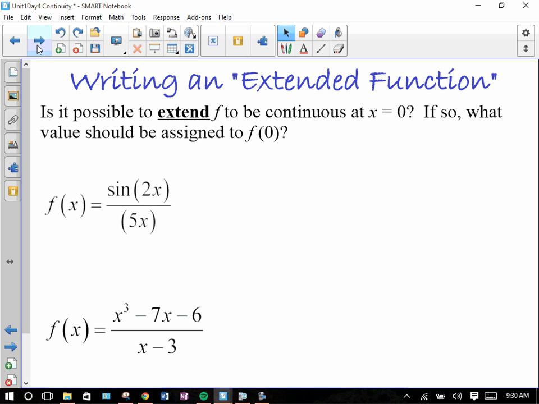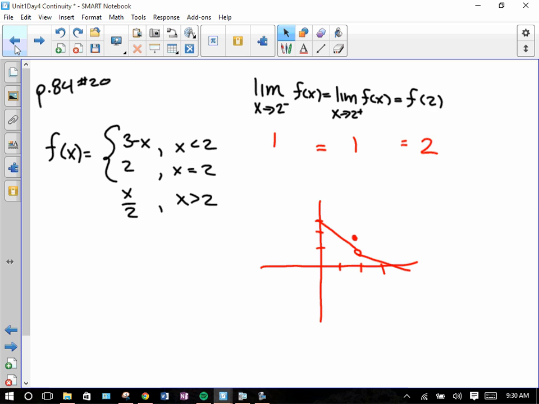Wait, you said that one was removable? This is removable, yes. Holes are removable. If you get a hole, it's removable. If it's a jump discontinuity, it's not removable, because you can't fill up a jump; there's more than one spot to fill up.